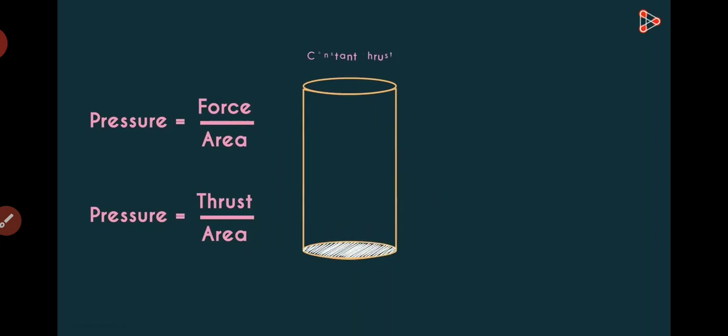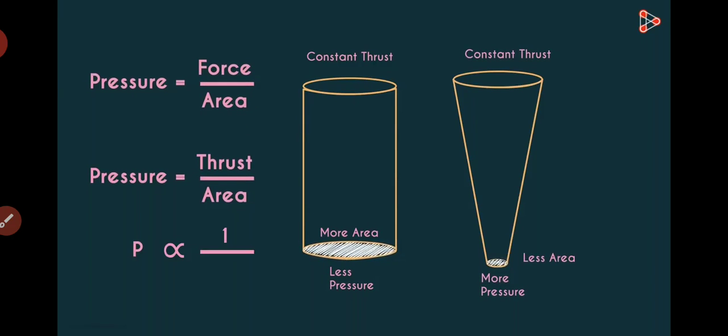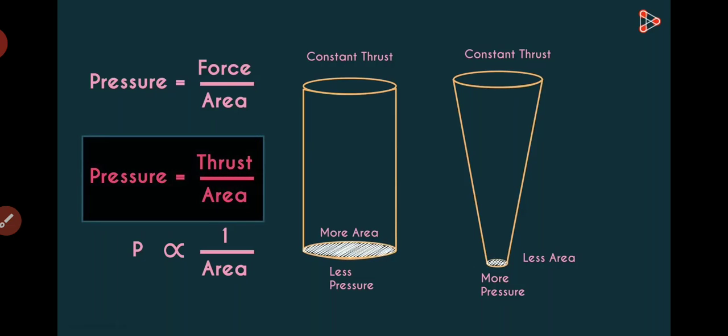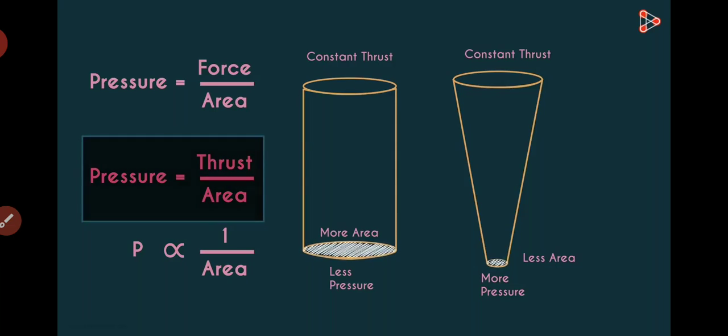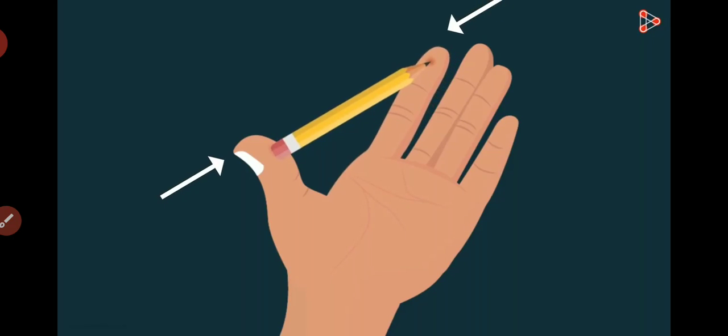If the thrust is constant and the area is more, then the pressure will be lesser. And if the area is less, then the pressure will be more. Pressure is inversely proportional to the area on which the thrust is applied. Now we can understand the two situations in terms of this formula. What happened in the first situation? As we apply an equal force from both ends, then as per Newton's third law, the pencil will also apply an equal and opposite force on the fingers.